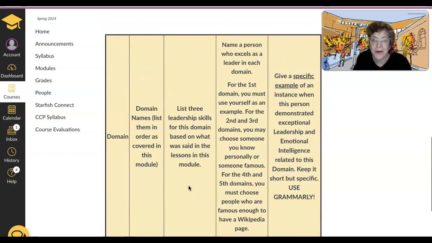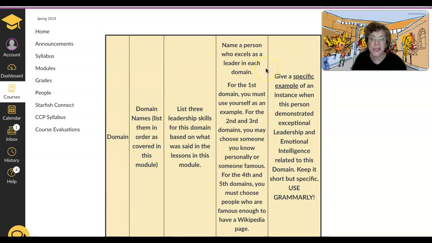Okay. Then here's what it says. Name a person who excels as a leader in each domain. For the very first domain, which we said was self-leadership, you must use yourself as an example because I'm sure that you have self-leadership skills, and I want you to think about those. For the second and third domains, you can choose someone you know personally, or you can choose somebody famous. So if you want to choose a manager, a mentor, an instructor, a coach, a relative, somebody you know, could be a friend, and it could be you, by the way, so that's perfectly acceptable too.